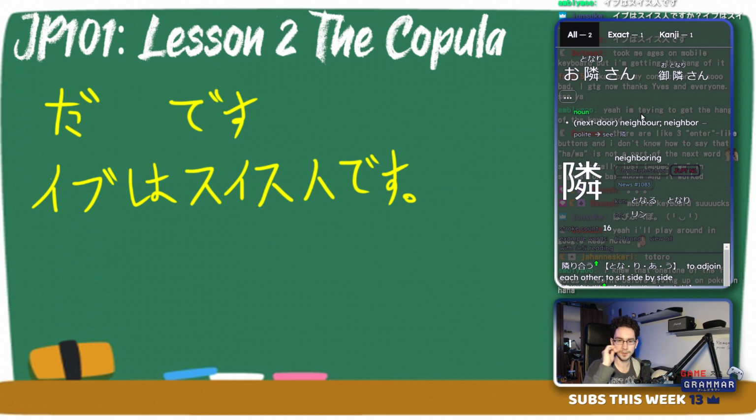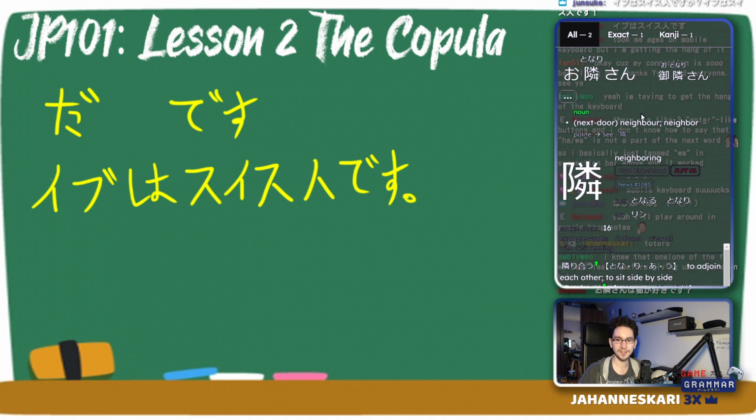Yeah, I'll play around in Google Keep Notes. I knew that one. One of the few words I learned before giving up on Pokemon. Yes, otonari. Otonari-san wa neko ga suki desu. That is correct. I mean, it's right. That's a very good sentence. It's just a bit more advanced than what I was looking for.